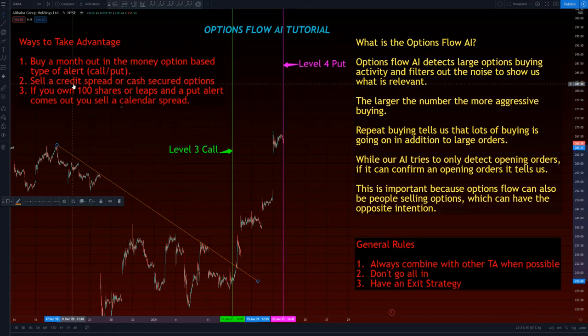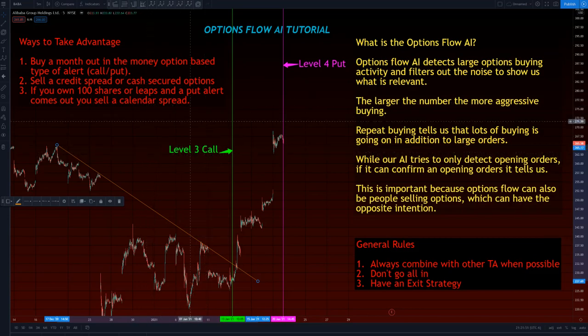Selling a credit spread or a cash secured option is also a great way to go. You could take advantage of two things: bullish movement, and then time. If you don't know what a credit spread or cash secured option is, this video is not about that. I would recommend watching some of my other videos or searching on YouTube or Google to learn what those are. Also, if you own 100 shares or LEAPS on something, this is a way to take advantage of calendar spreads, vertical spreads, and horizontal spreads.